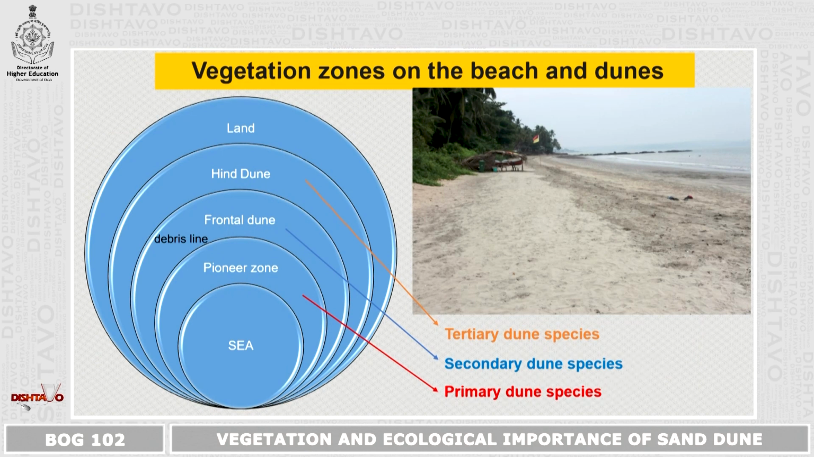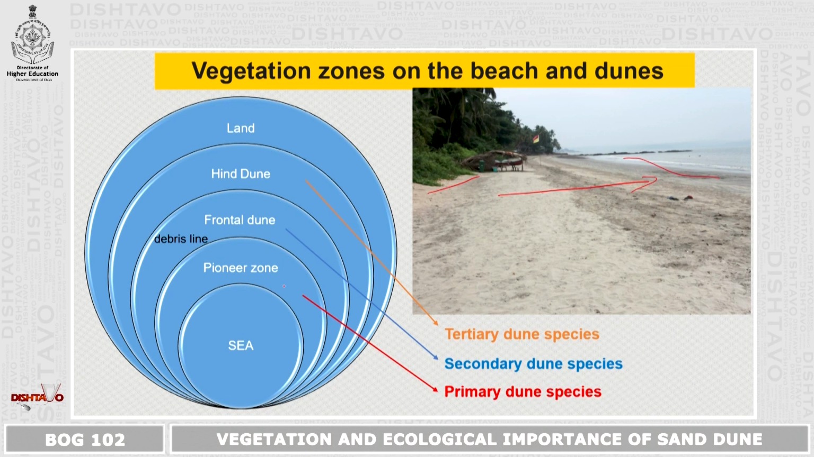Vegetation actually occurs in zones on the beach and the dunes. You can see here the different types of zones that we can put together. You have a beach area over here. This is the wave action. You can see here the wave. So as soon as the beach area ends, you can see here the vegetation.